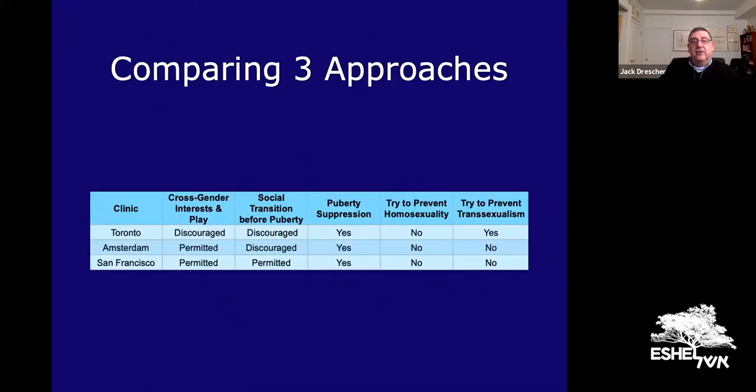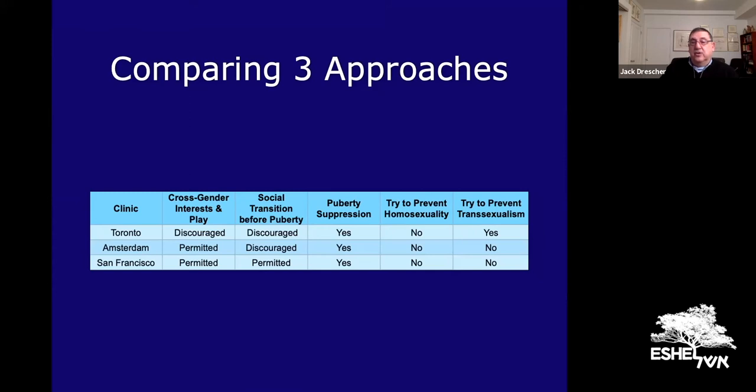And this is a comparison of the three approaches. Starting on the far right, none of the Dutch and the gender affirmative approach try to prevent transsexualism, but the Toronto approach, they directly say that they did. None of them try to prevent the kids from growing up gay, if that's the outcome. All of them will do puberty suppression, which I'll describe shortly, regardless of what they do for kids at a certain age.